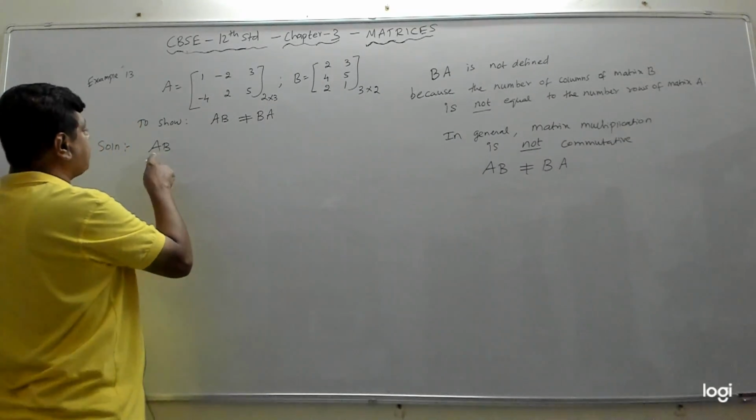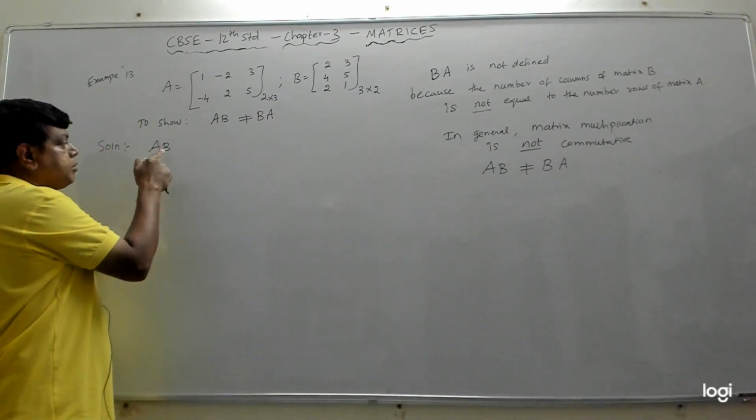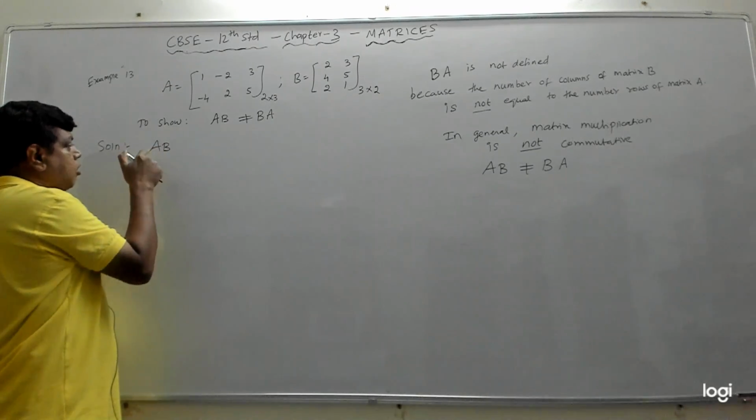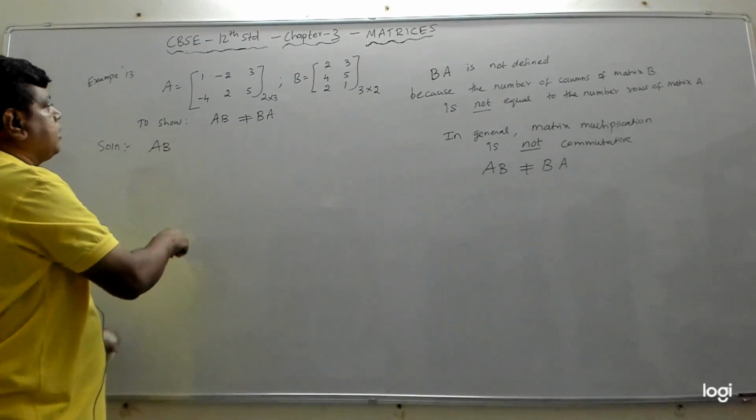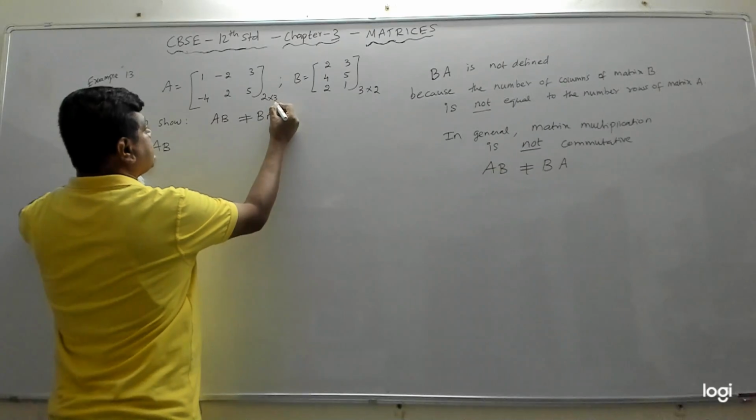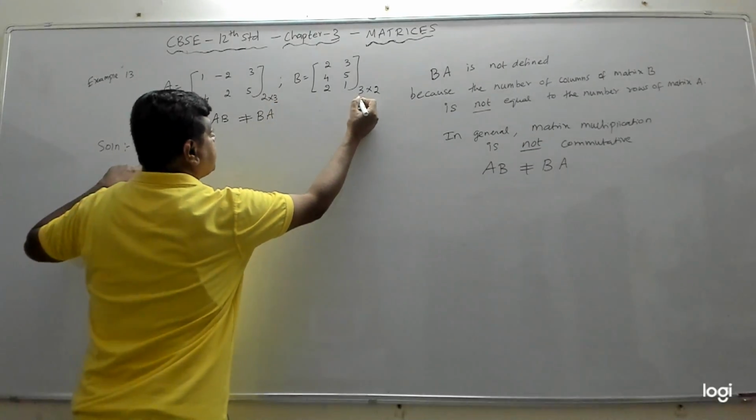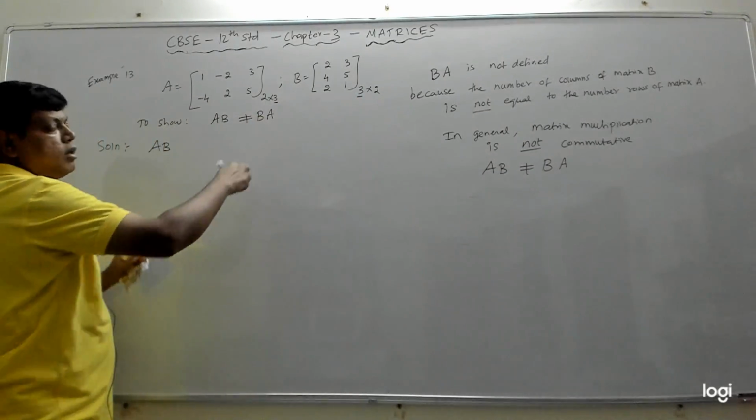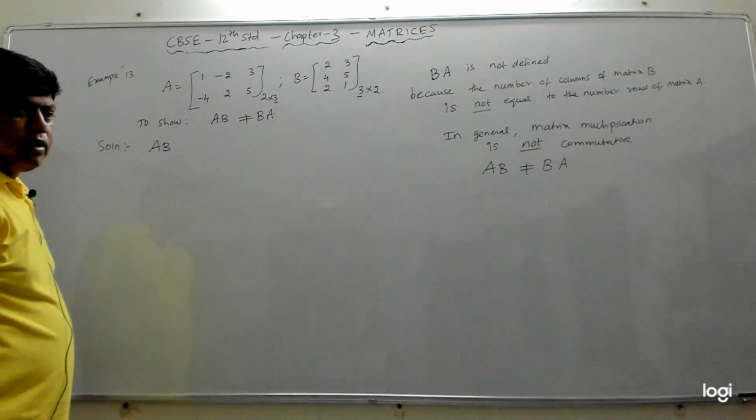Now can we perform the operation A into B? For this, the number of columns of A should be equal to the number of rows of B. The number of columns of A is 3. Is that equal to the number of rows of B? The number of rows of B is 3. So yes, they are equal. Therefore, we can perform multiplication.